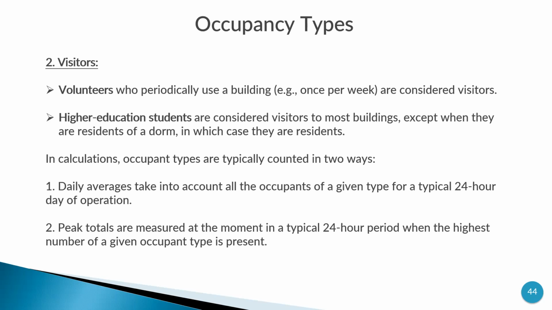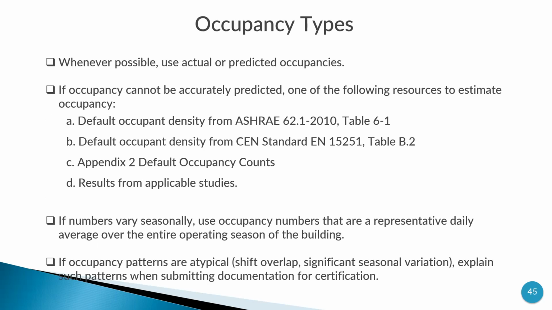So occupant types are typically counted in two ways. Daily average takes into account all the occupants of a given type for a typical 24-hour day of operation. Peak totals are measured at the moment in a typical 24-hour period when the highest number of a given occupant type is present. So these are the two ways of calculating. No need to go into these details, just an outline of it, because when this terminology comes up in a question, you must not get confused.